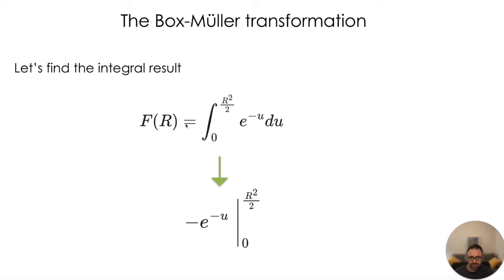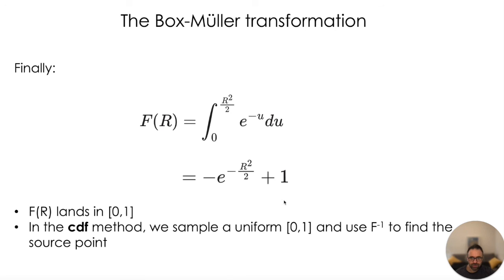So let's calculate this integral. Actually, we can solve it, right? We know from basic calculus that the integral of e to something is exactly the same, but now we need to multiply by minus 1, and we need to evaluate on the limits of our integral, which are these limits. So this is the way we do that. This is going to be 1, so we end up with this result.